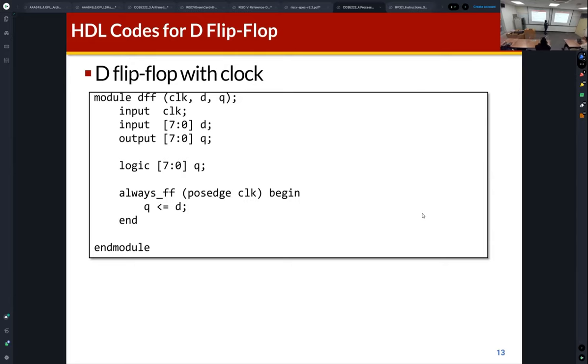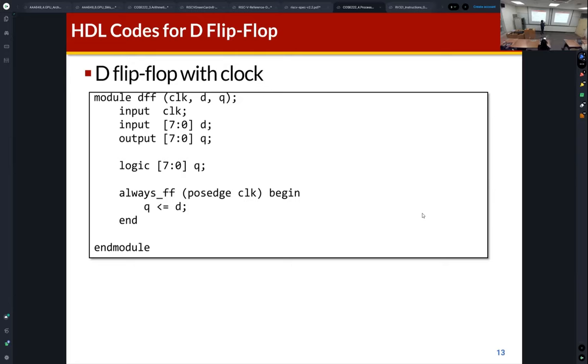Understand? So when the system executes this code, it checks the operation of this always statement by checking the sensitivity list. Inside the sensitivity list, we can find the posedge. The posedge is the positive edge of the clock signal, which is the rising edge of the clock signal.